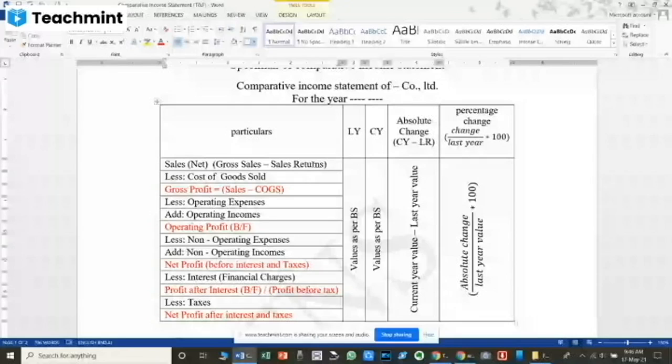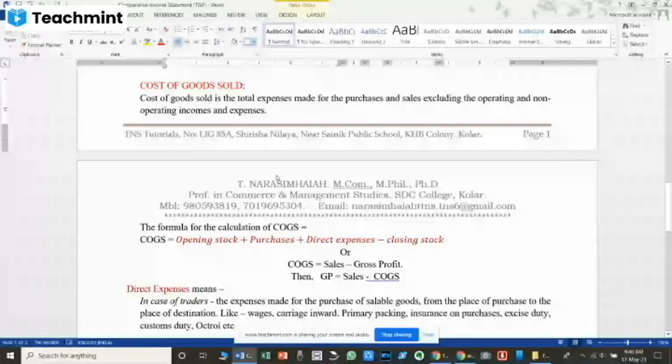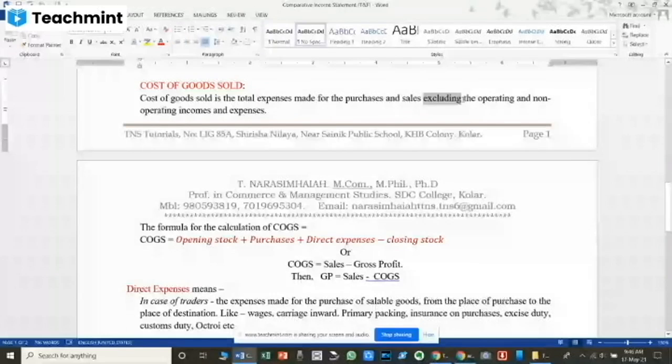Then cost of goods sold. Cost of goods sold is to be calculated in different ways. I already told you that cost of goods sold is the total expenses made for the purchases and sales, excluding operating and non-operating incomes and expenses. Excluding operating and non-operating incomes and expenses means you have to consider only direct materials and factory overheads in terms of your cost sheet.